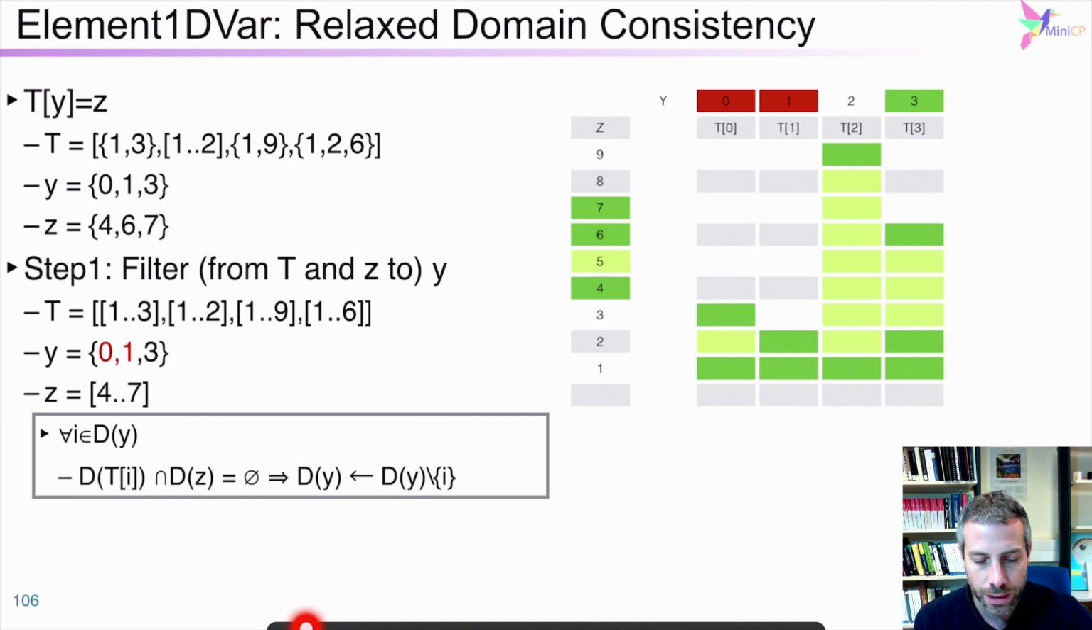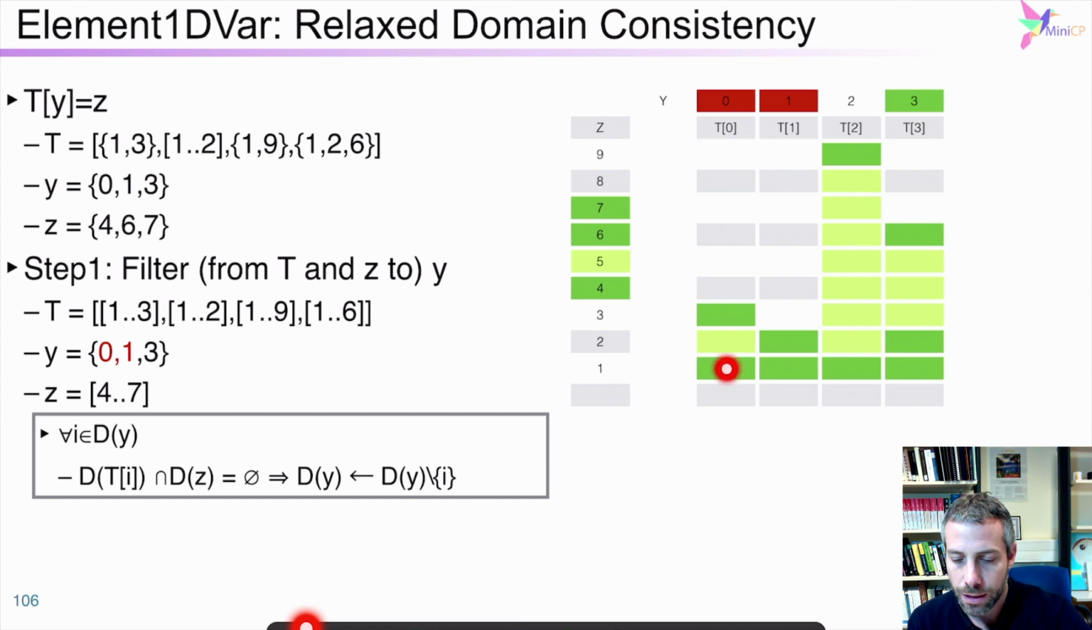But let's not forget that we have relaxed the domains. Computing the intersection between two ranges is easy. It's easily done in constant time because we assume interval domains. So let's start with the first variable: I want to intersect the domain of T0 with the domain of z, in the relaxed form.